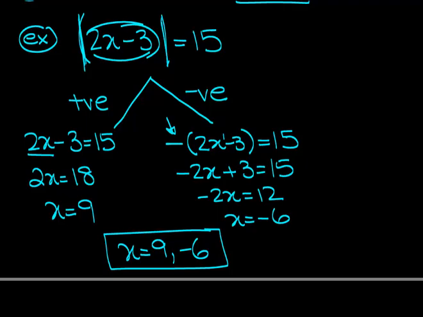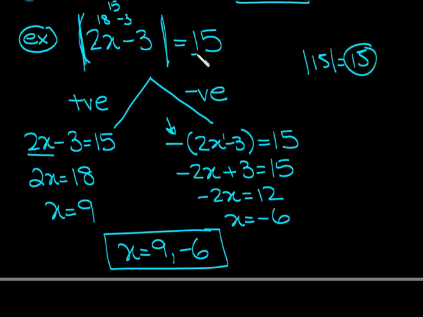I'll just do it. This is a simple problem, so we can just do it here. We don't need a calculator. X is 9, so we get 2 times 9 is 18, right? Minus 3. 18 minus 3 is 15. What is absolute value of 15? It is just 15, which is what we have.